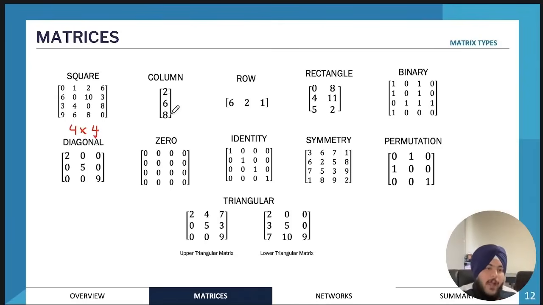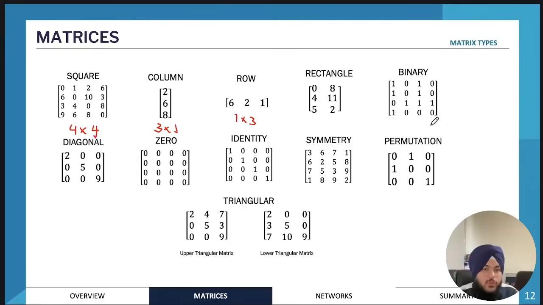Column matrices only have one column, so they can have as many rows as they want, but the number of columns is always going to be 1. So for example, the order of this matrix would be 3 by 1. Similarly, a row matrix contains only one row. It can have as many columns, but it will only contain one row. So the order of this matrix would be 1 by 3. We also have rectangle matrices, but you won't really see these quite often.